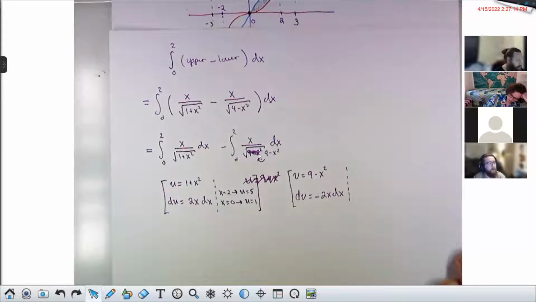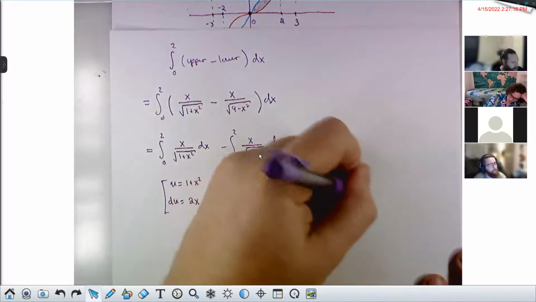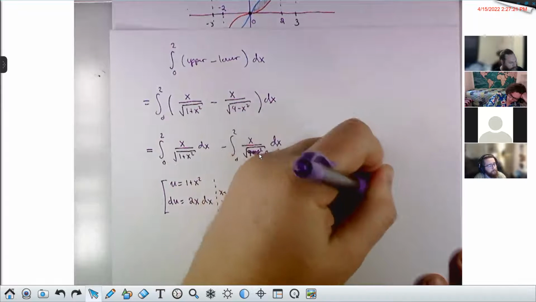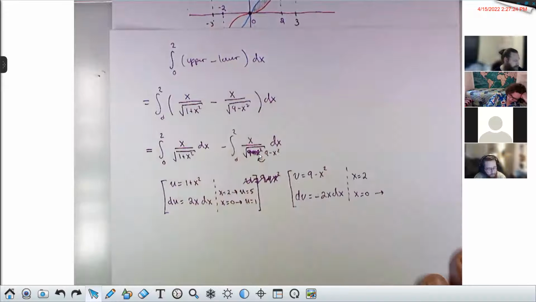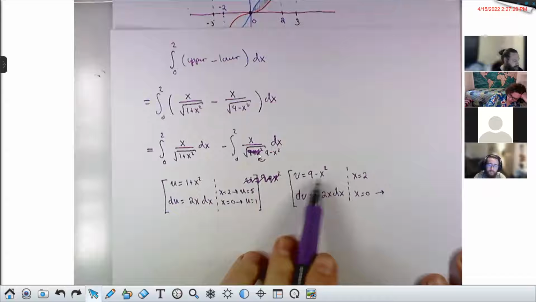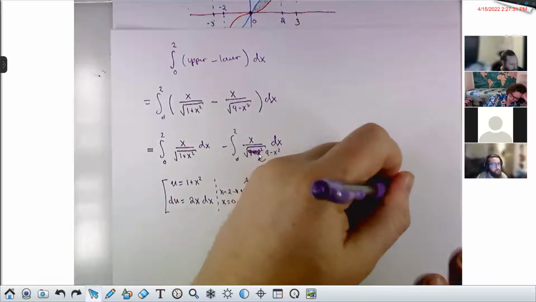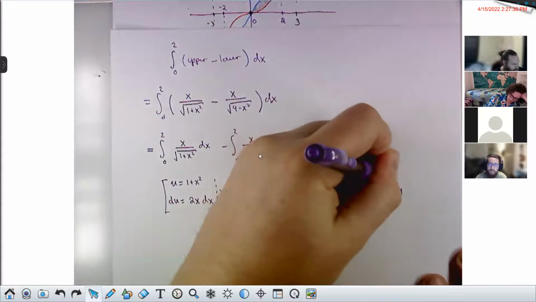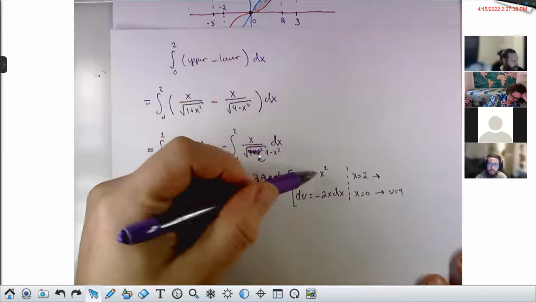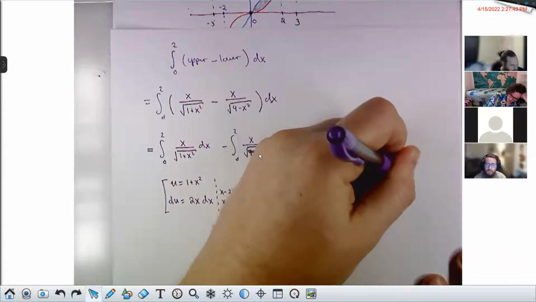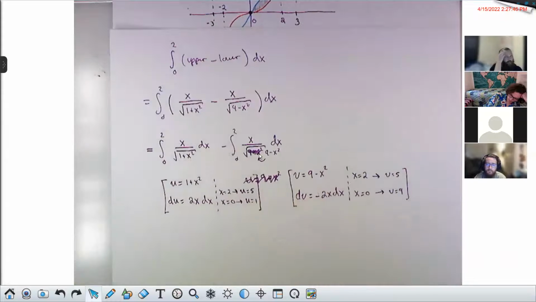I'll go ahead and set up the bounds for the second one as well. So the old bounds are 0 to 2. When x is equal to 0 in this integral, v would be equal to 9 minus 0 squared. So v would be equal to 9. And when x is equal to 2 in that integral, v would be 9 minus 2 squared, which is 9 minus 4, which is 5. So there's everything for both substitutions.